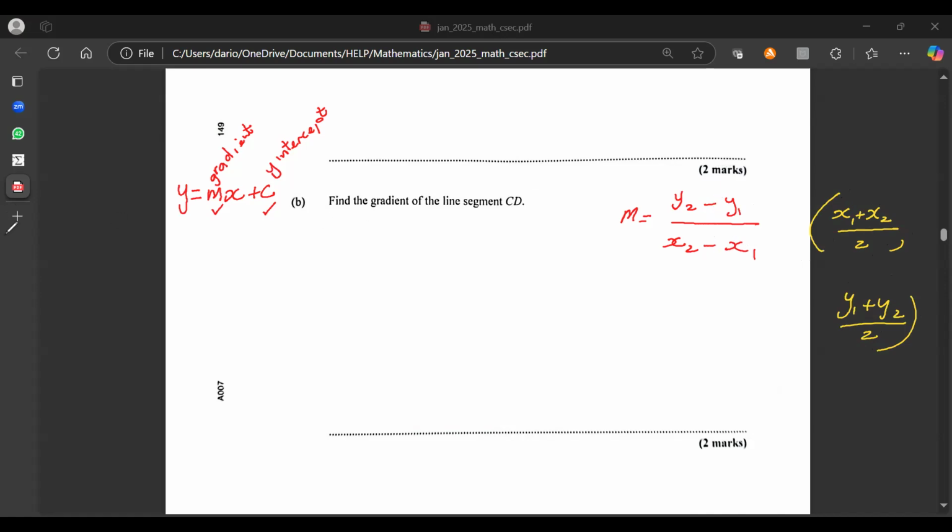So remember, the points were, I'm just going to write it here, C is negative 5 and 6, and D is 7, 2. So we have x1, y1, x2, y2. Go ahead. Finding the gradient.